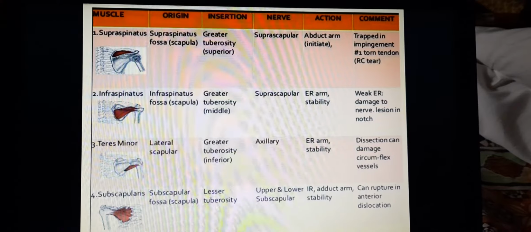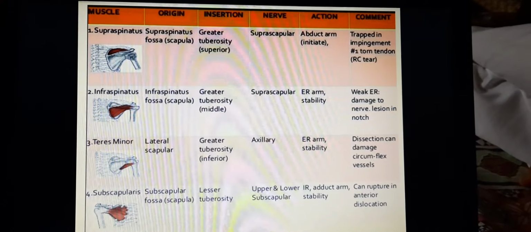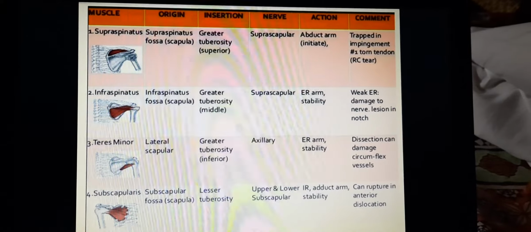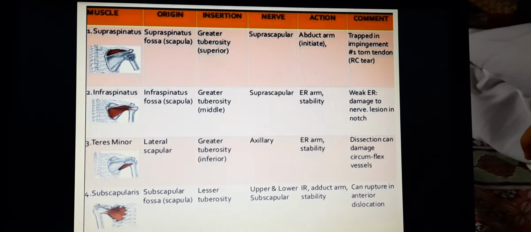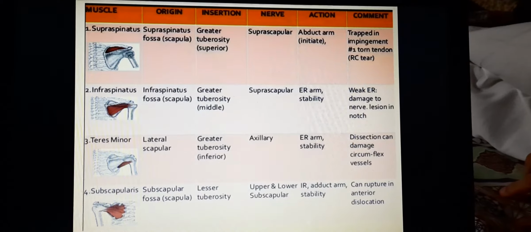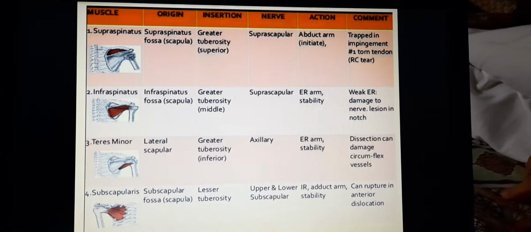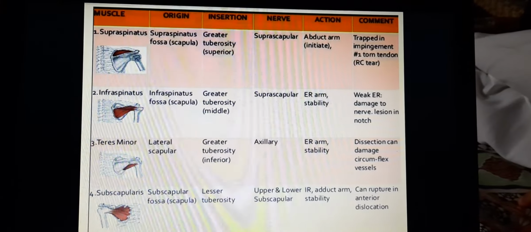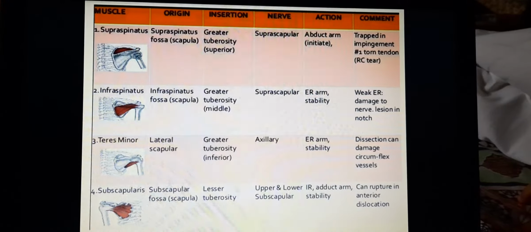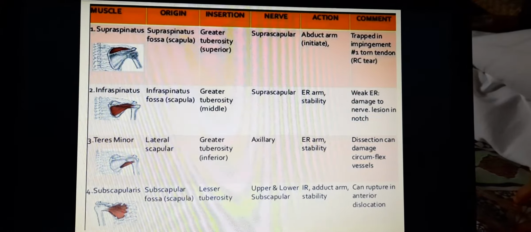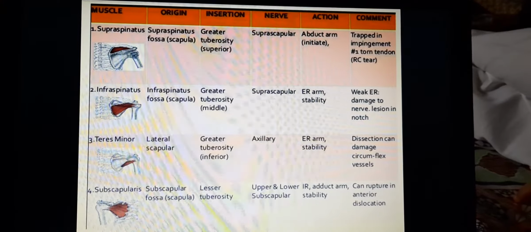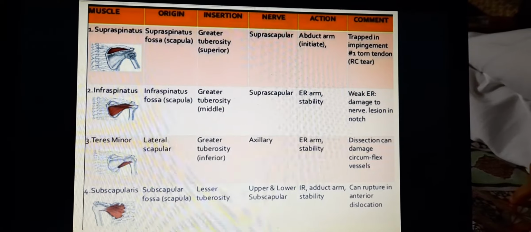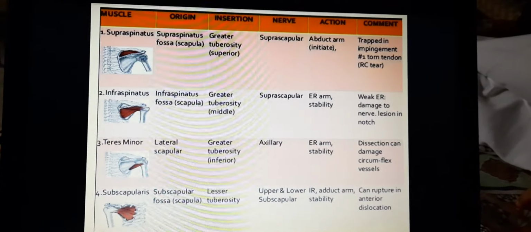Muscle teres minor. Origin: lateral scapular, insertion: greater tuberosity, nerve supply: axillary nerve, action: external rotation of arm, stability. Fourth, subscapularis. Origin: subscapular fossa, insertion: lesser tuberosity, nerve supply: upper and lower subscapular, action: internal rotation, adduction of arm and stability.